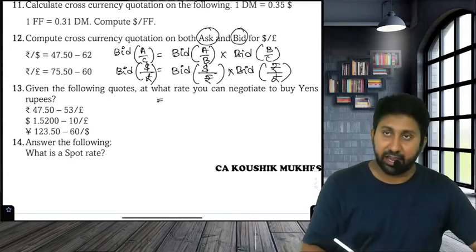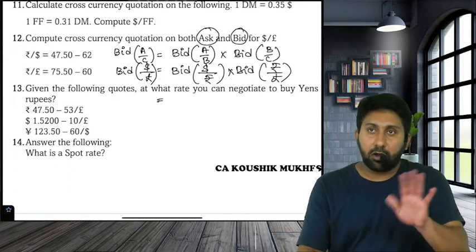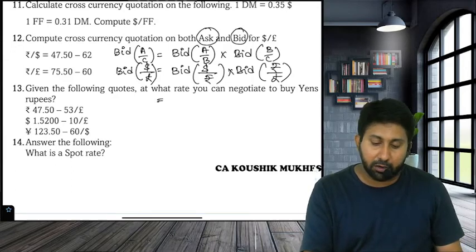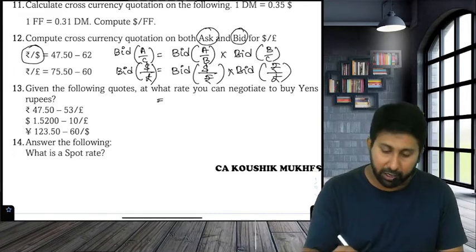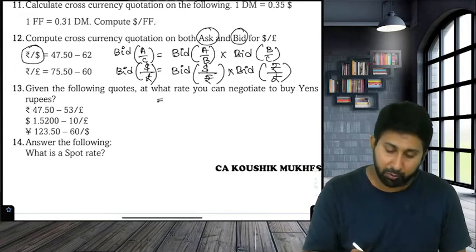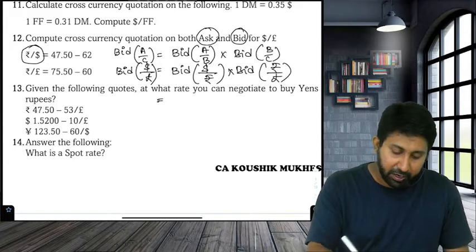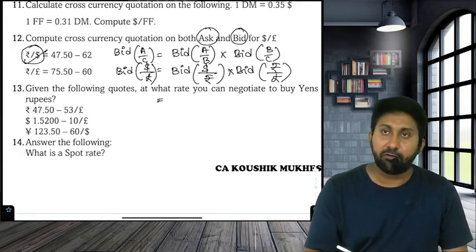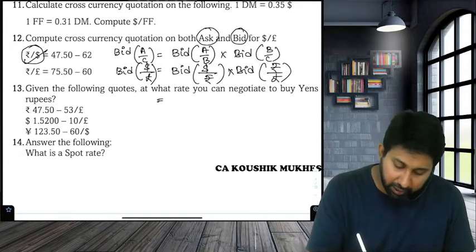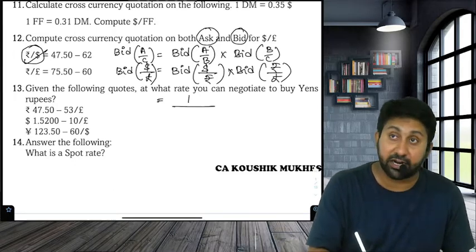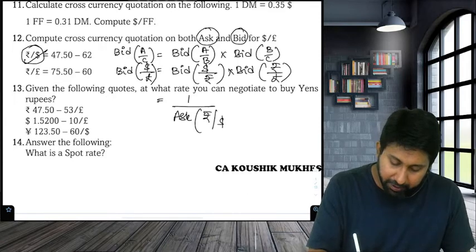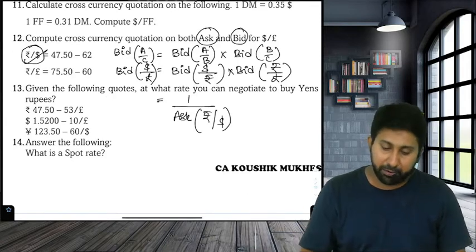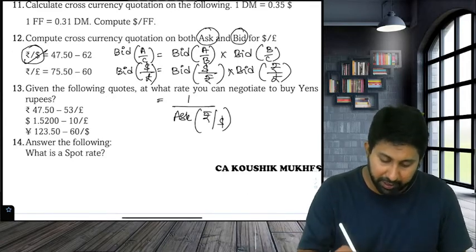Now listen carefully. We got bid of dollar by rupee. This is rupee by dollar. But we want bid of dollar by rupee. Bid of rupee by dollar is given, but we want bid of dollar by rupee. How to calculate? Yesterday I told you about currency conversions: 1 by ask of rupee by dollar.